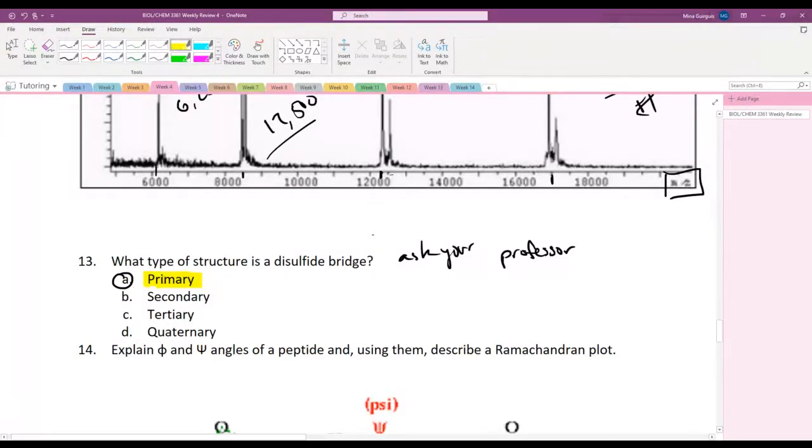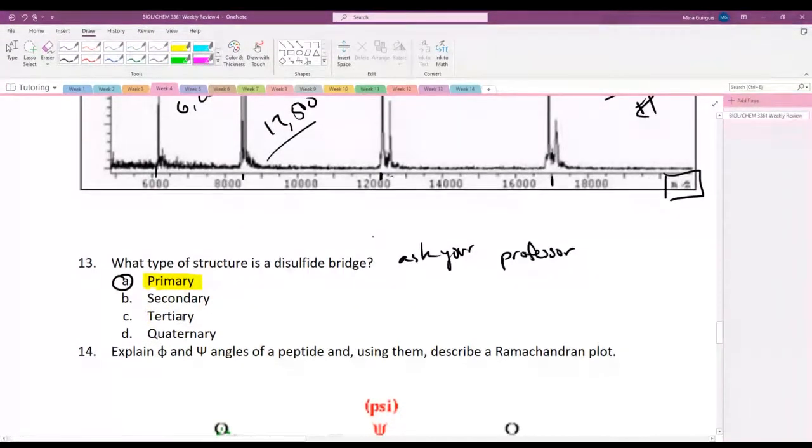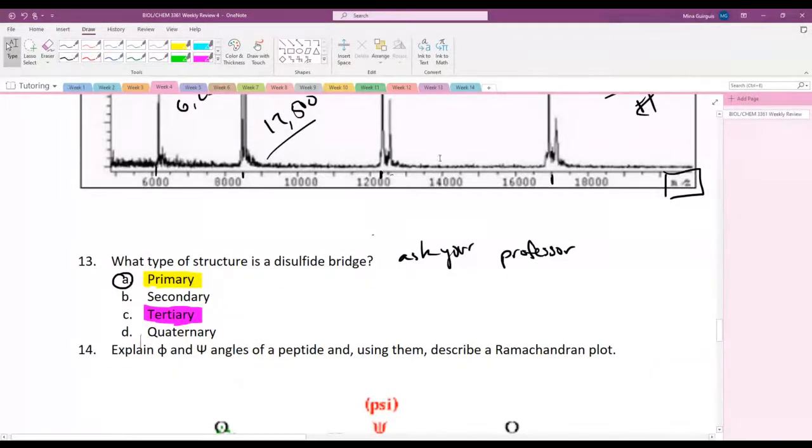However, I would encourage you to fact check this with your professor. It very well could be tertiary. I'll highlight that in a different color to make it clear. It could be tertiary. I cannot give you a definite answer, which is why I really encourage y'all to ask.